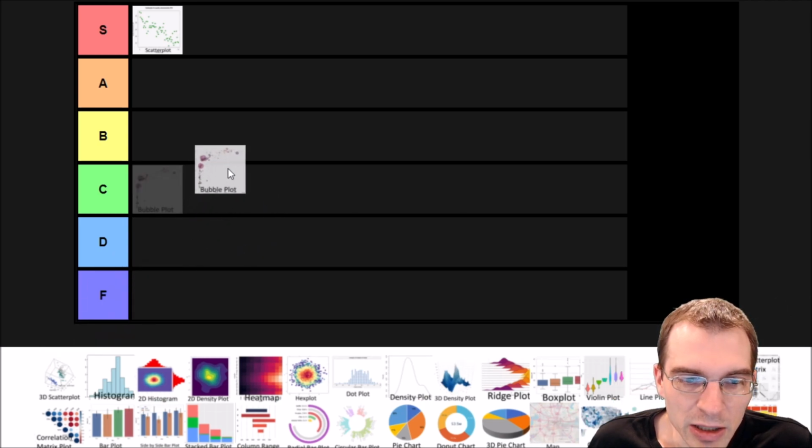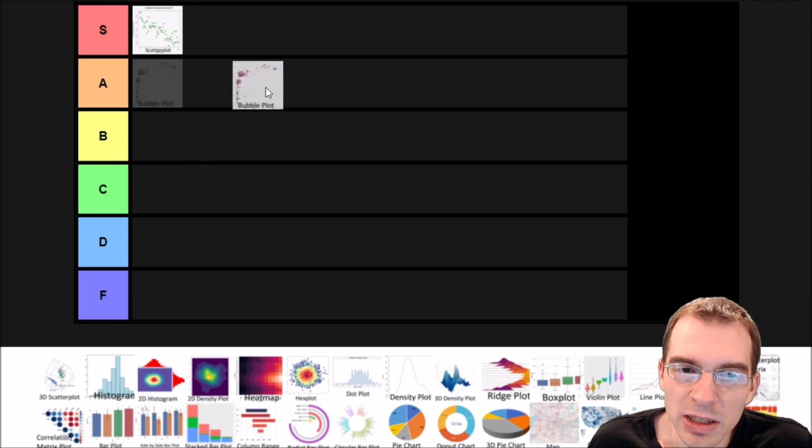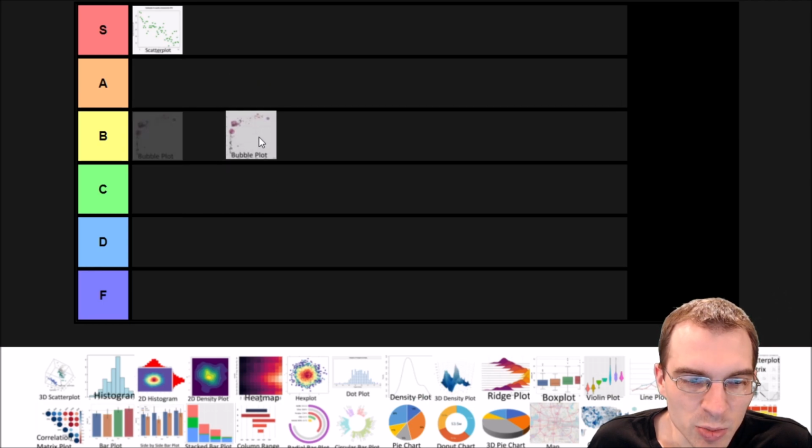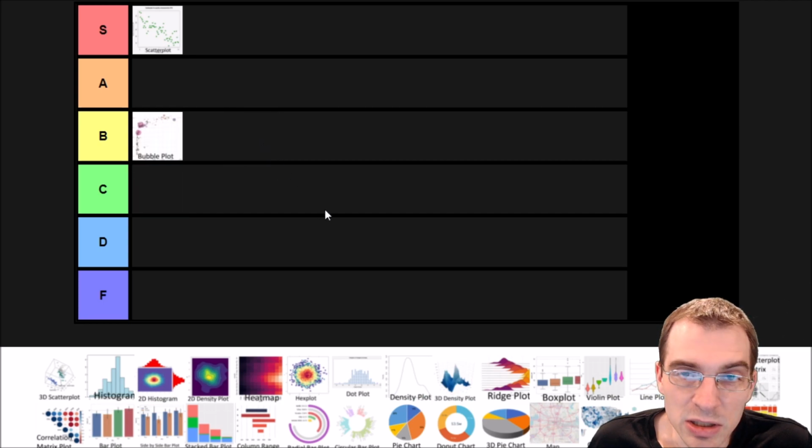Now the bubble plot is very similar to a scatter plot, except the points are given area based on a third dimension. I think this is quite a bit less useful. The area is not super easy to make out a lot of times. So I'll put this at a B tier.